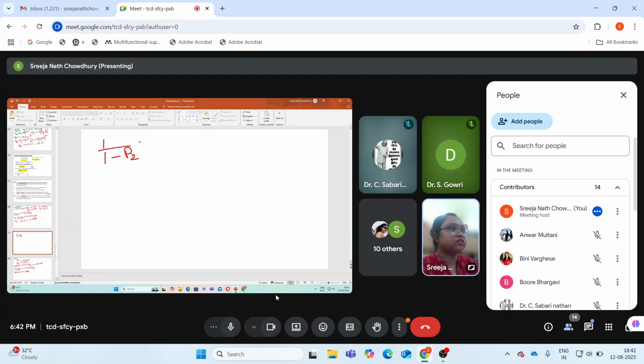Now for the critical reaction extent after which the gelation occurs, that is PC equals 2 by F average, and that becomes 2 by 2.4, and that will give you 0.833, that is the percent of PC is equal to 83.3%.